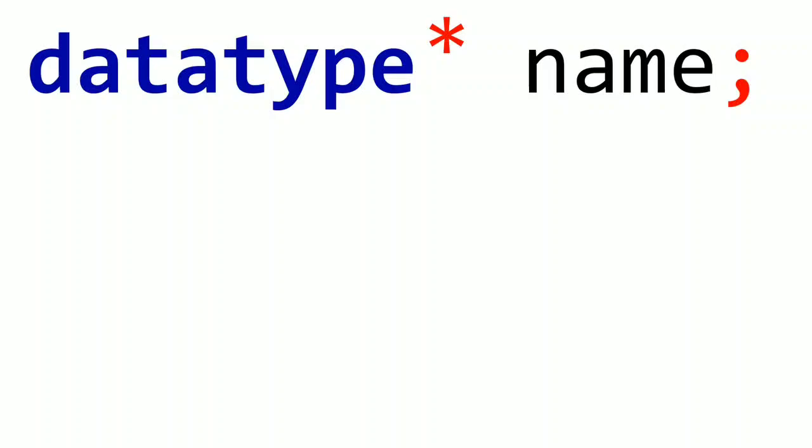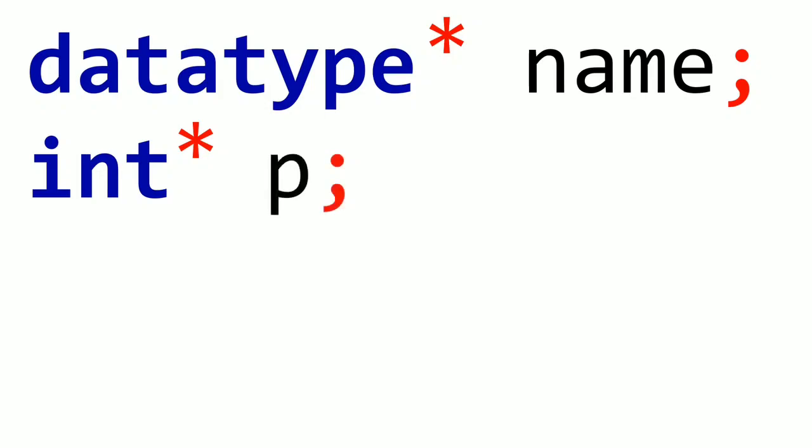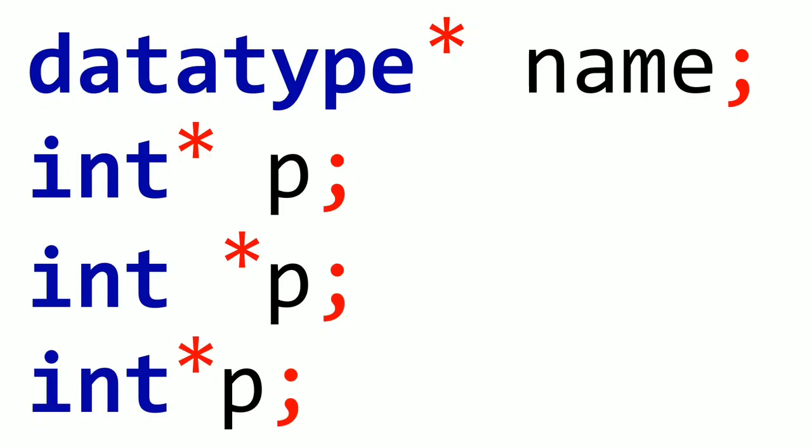Let's do a simple example. For example, we want a pointer to a variable of type int. So we write int, then the asterisk, then the name, for example p, then the semicolon. We have these two other ways to put the asterisk, because we can also put it at the beginning of the name or join everything together. Now we have an int pointer, so it can hold the address of a variable of type int.